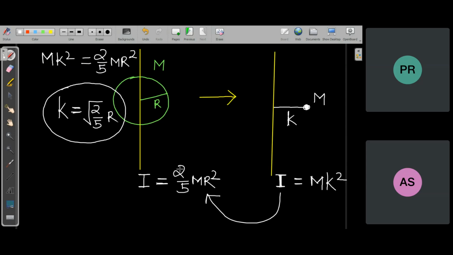Are you getting? So radius of gyration means it's a distance where you can replace this whole body by a point mass having exactly the same mass as that of the whole body, so that the moment of inertia comes out to be exactly equal.